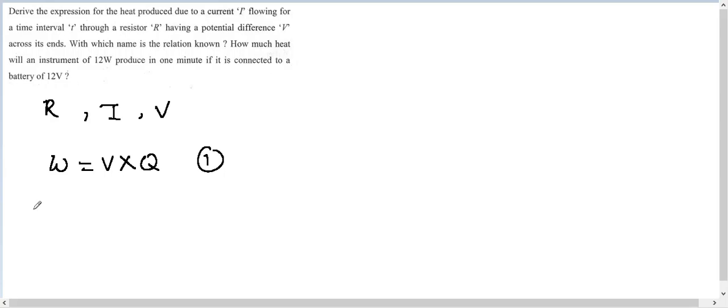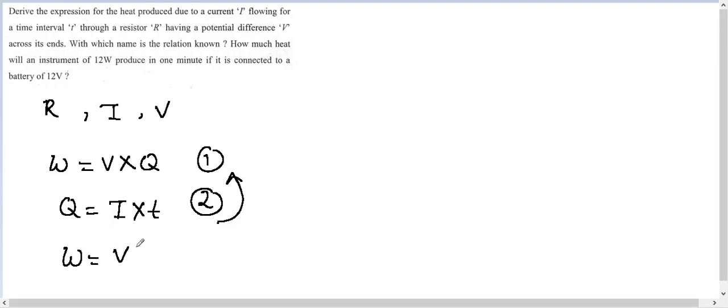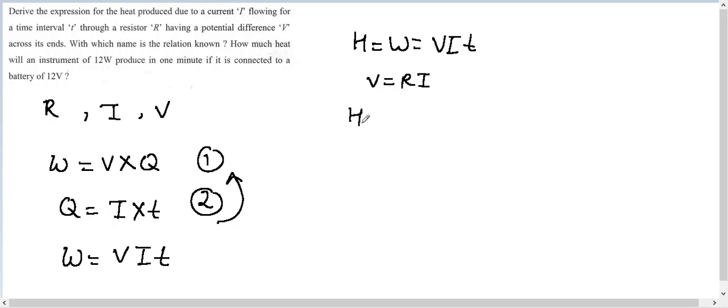According to the definition of electric current, Q is equal to I into t. So we can name it as equation 2. Putting the value of 2 in equation 1, we can say that W is equal to V I t. As the work done is dissipated as heat, therefore heat produced is given by work done, which is equal to V I t. According to Ohm's law, we know that V is equal to IR. Therefore, putting the value of V in the above equation, we can say that the heat dissipated in time t across the conductor is equal to I square R t.